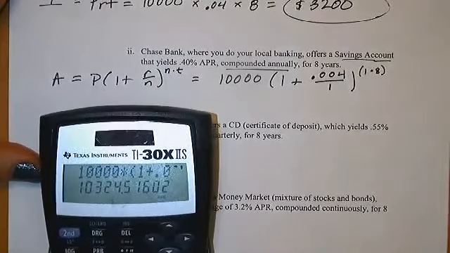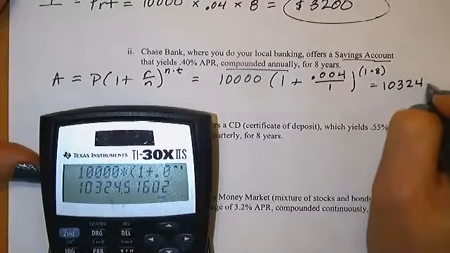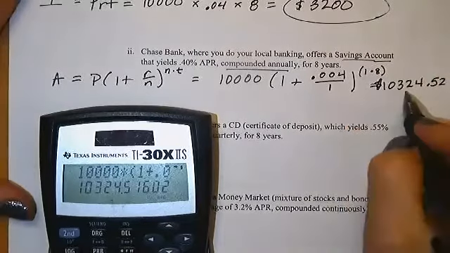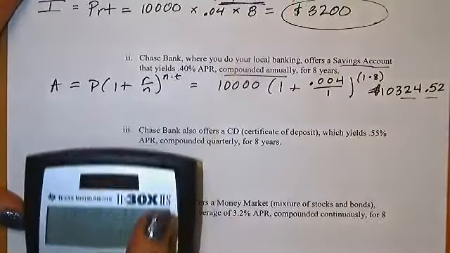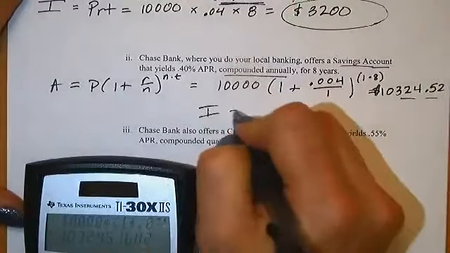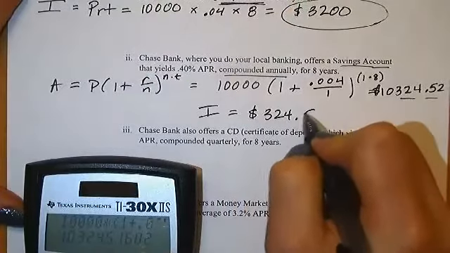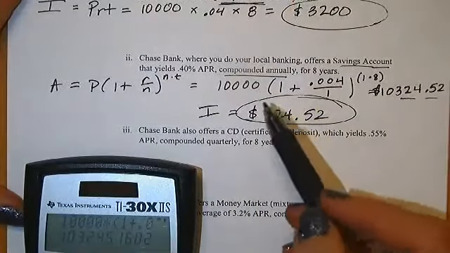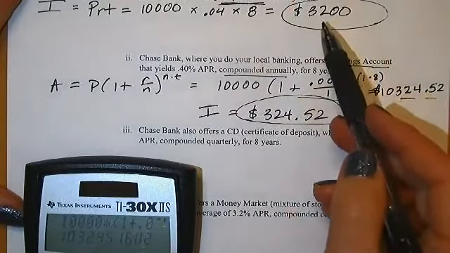We're going to have $10,324.52. I'm going to figure out what my interest is so I can compare interest with interest. So the interest on this account is simply going to be $324.52. So out of the first two options, it looks like the savings account is going to give me back less interest than Uncle Joe promised me.